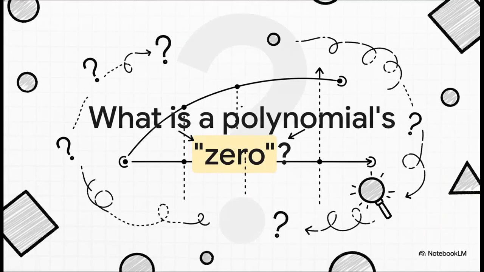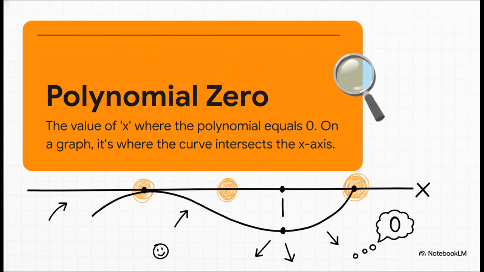So let's jump right in with the big question, the one that unlocks everything else. What in the world is a polynomial's zero? It sounds kind of mysterious, doesn't it? But trust me, it's the absolute key. Okay, so here it is, plain and simple. A zero is just the special number you can plug in for x that makes the whole polynomial expression equal, well, zero. And if you're a visual person, think about a graph. A zero is just the spot where the graphed line literally hits the ground. You know, that flat x-axis.